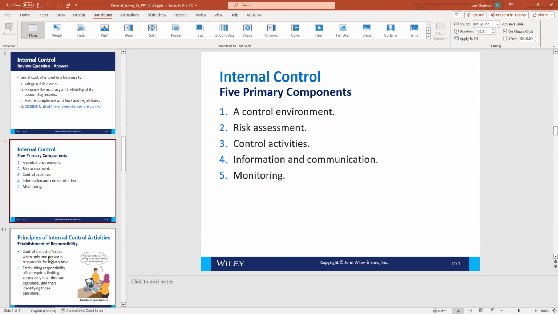Therefore, there are 5 primary components for internal control. First, we have to assess the control environment. Then we have to find the risks. Then we have to find the control activities. Then there will be information and communication. And the last thing is we have to monitor the control environment, risk assessment, control activity, and the information in order to communicate and achieve the goals for internal control, which again is to make sure that the company achieves its objectives.